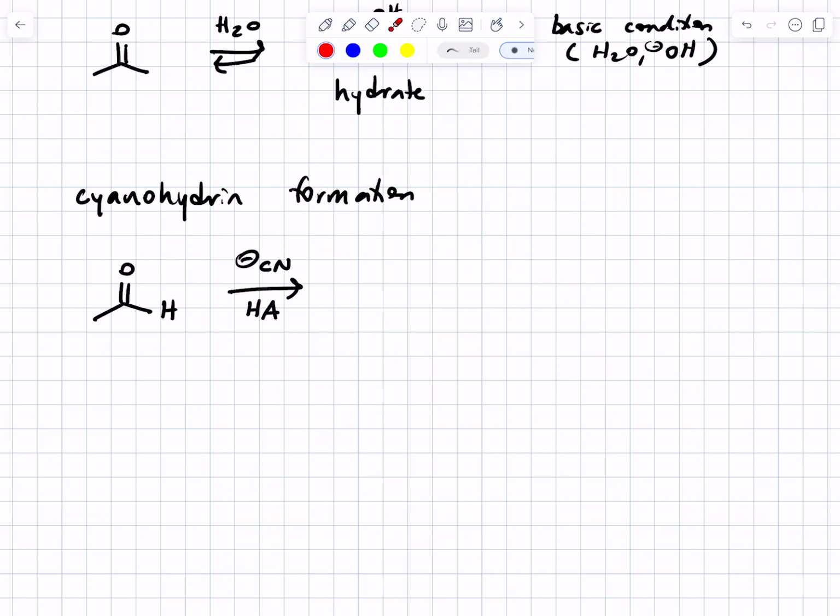In practice, people don't generally do that. The reason for that is you don't want to protonate CN- because if you do, you make HCN, hydrogen cyanide gas, which is toxic. If you can smell the almonds, you're probably already dead. So it's sort of a dangerous reaction. Instead, what people do is they use a proton source that's not that acidic.